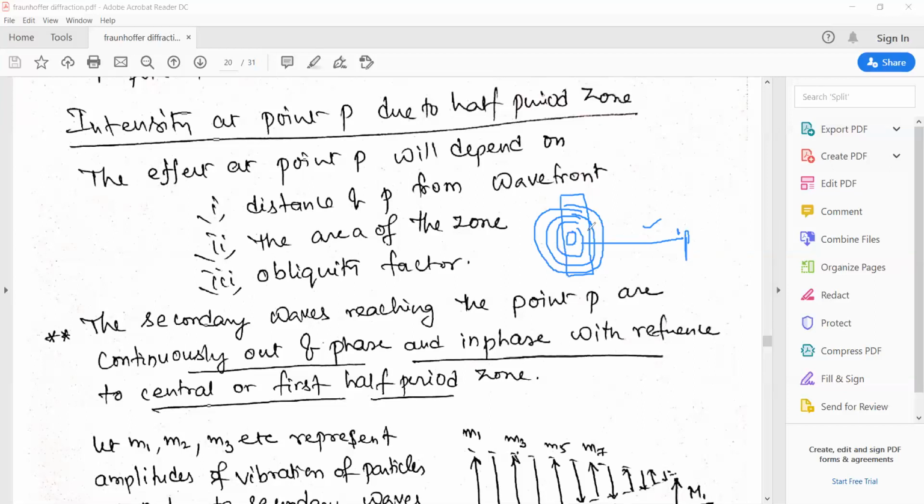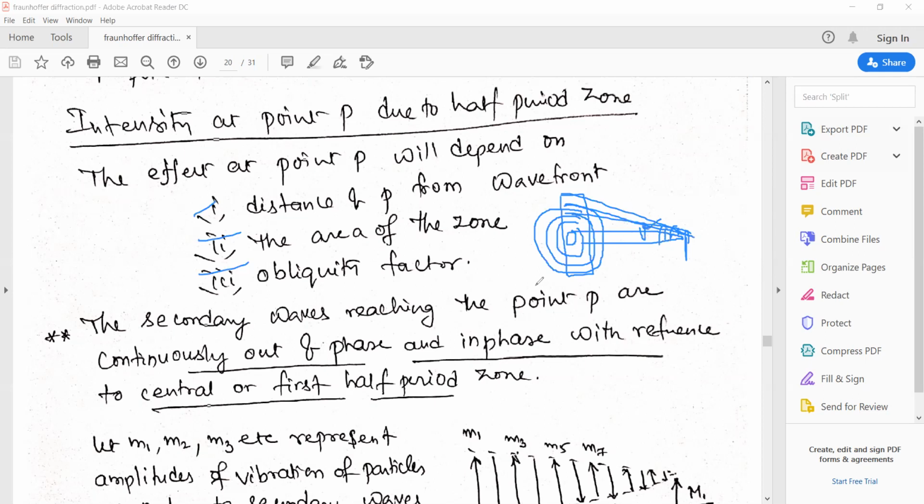And the obliquity factor. That means from point P, at how much angle they are. Obliquity means some angle factor. So what is the angle from point P, the obliquity factor? These are the three points on which the intensity at point P depends: how far it is from the planar wavefront, what the area of the zone is, and the obliquity factor, meaning how much angle they are making.